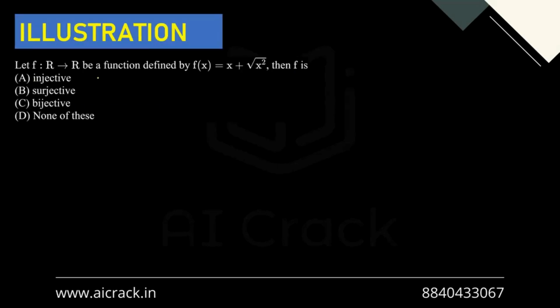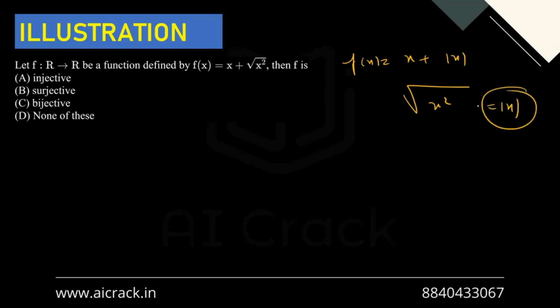Let f: R to R be defined by the function f(x) equals x plus under root x square. Then f is injective, surjective, bijective, or none of these. So we have f(x) equals x plus mod x. Why mod x? Because under root x square equals mod x. We know that the under root has to be positive always, right? That's why this comes out to be mod x.